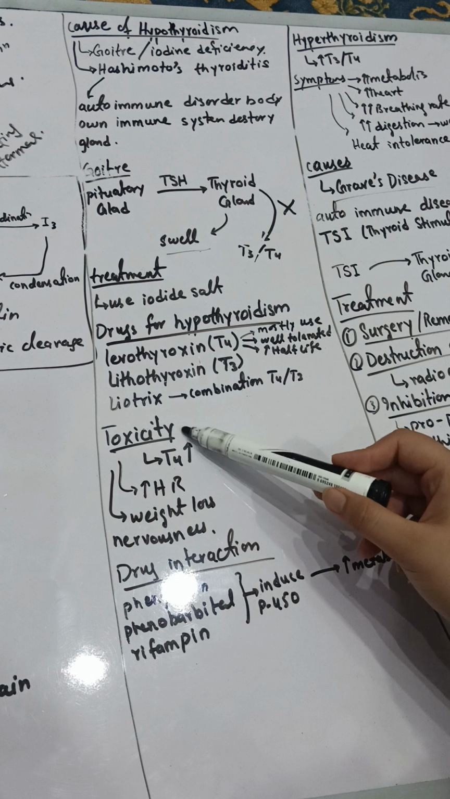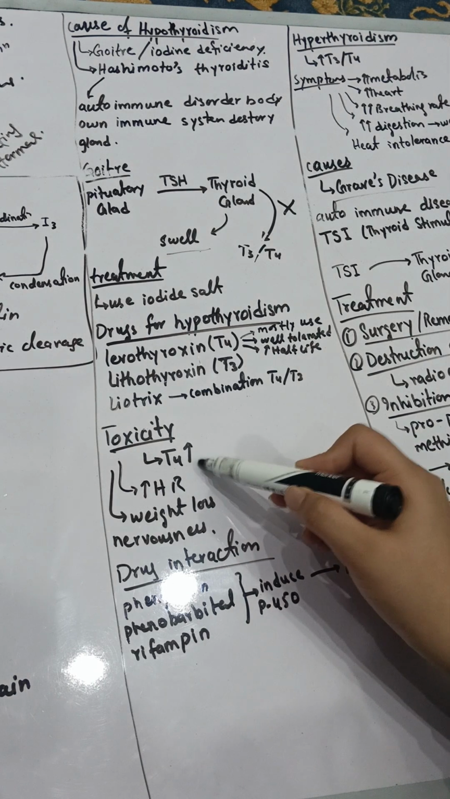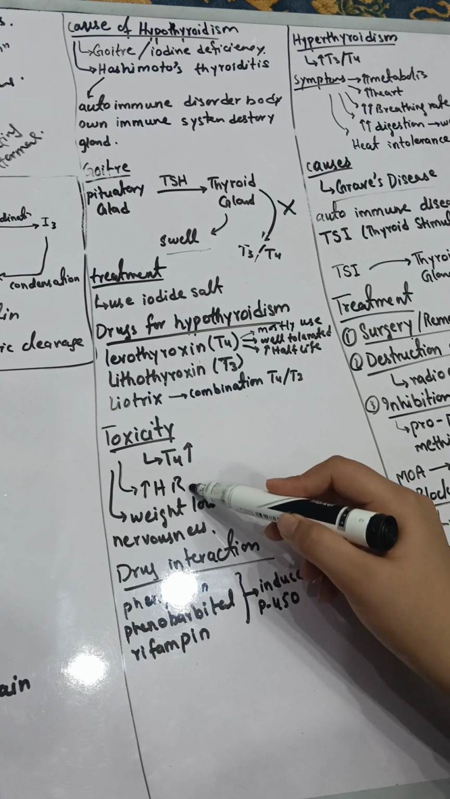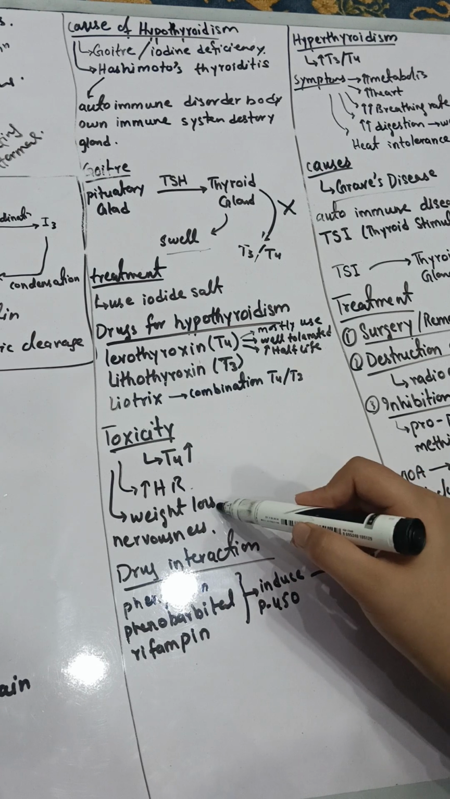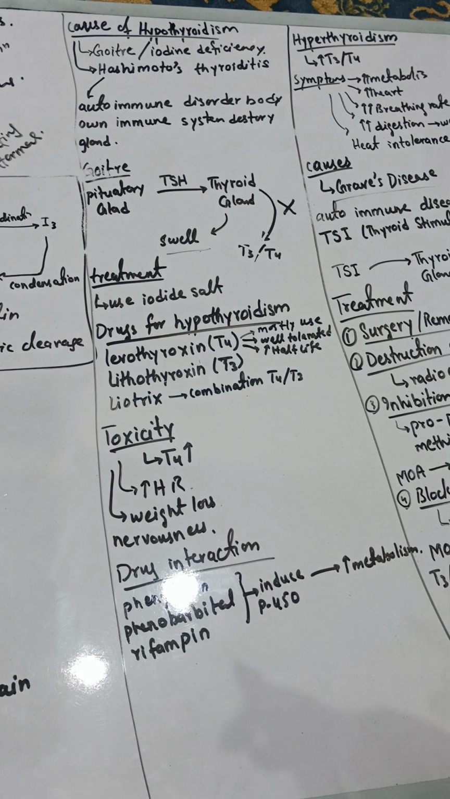Now toxicity happens. Let's suppose this patient has taken more than one dose of levothyroxine on a daily basis. What will happen? The level of T4 inside your body will increase, his heart rate increases, tachycardia will happen to him, and he is going to lose weight. Why lose? Because T4 is increased. Now the digestion will increase, and when more digestion happens, you will lose your weight.